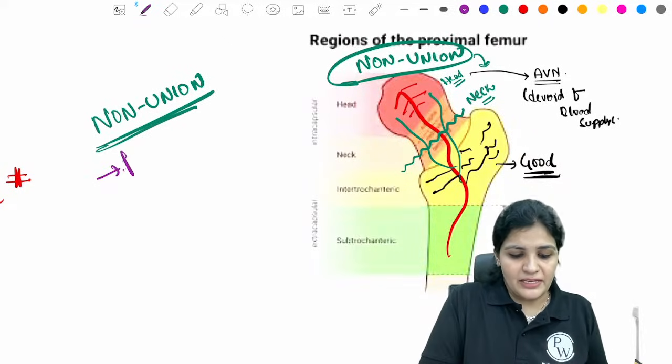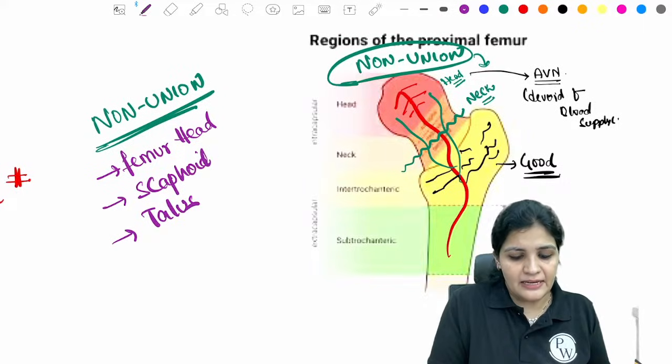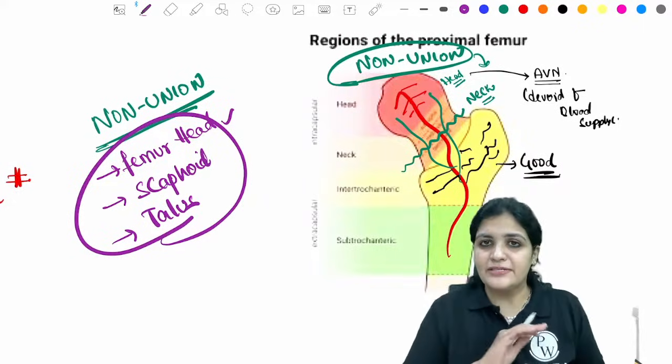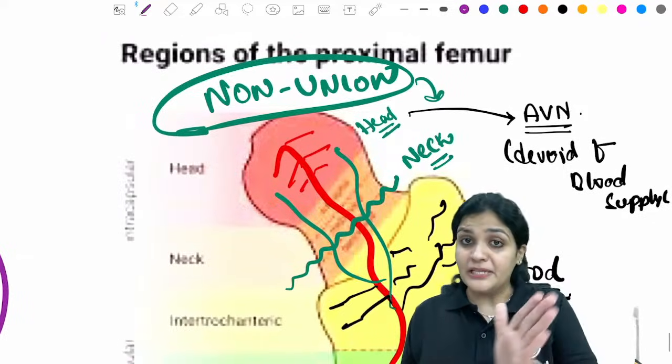The first one is the femur head, very, very important. The second one is your scaphoid, again important. And the third one is your talus, right? Again, all these three have a different blood supply. Okay, so this blood supply is from distal to the proximal.